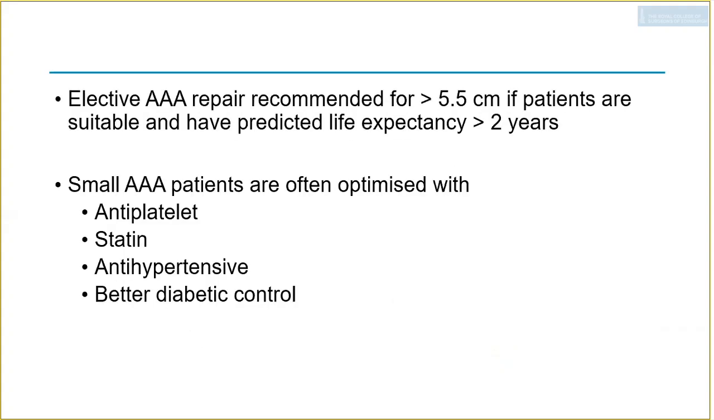Now, abdominal aortic aneurysm is recommended for repair when it gets to 5.5 centimeters, if these patients are suitably fit and also have a predicted life expectancy of more than 2 years. If they haven't reached the size required, then we normally would say they should be optimized with antiplatelet and statin, and also optimize the other risk factors, such as hypertension and diabetes.